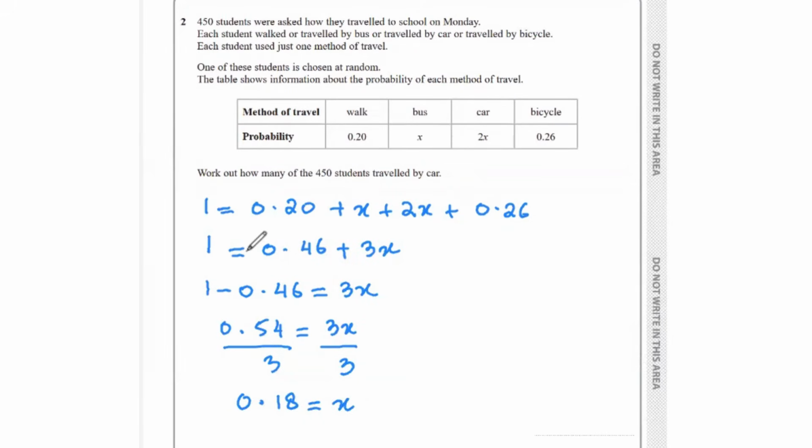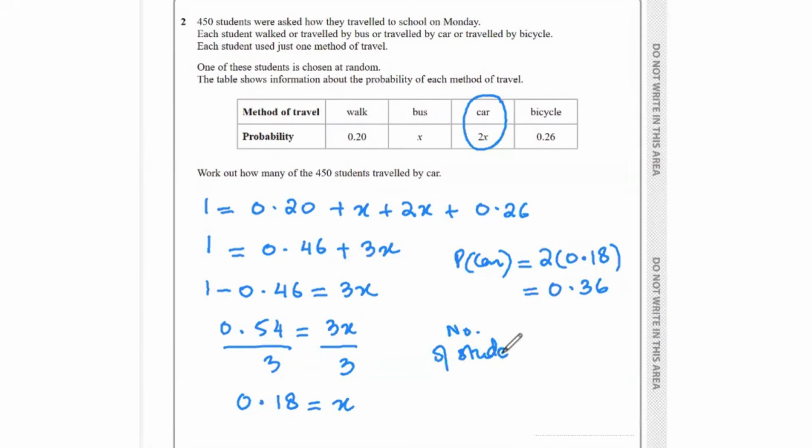So now they want us to work out how many of the 450 students traveled by car. Probability of car is 2 times x, so 2 times 0.18. That is going to be 0.36. So the number of students would be 0.36 times 450, and that equals 162.